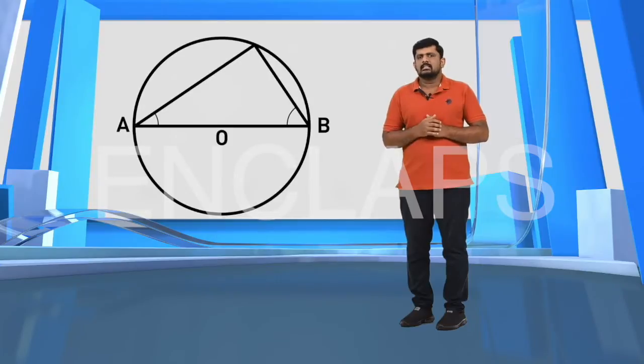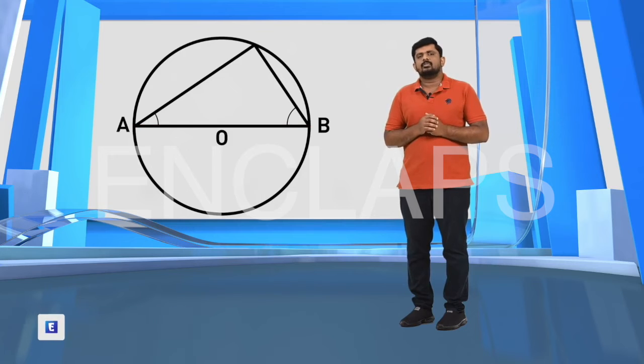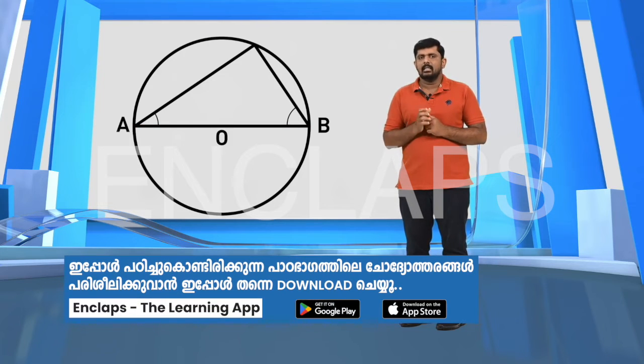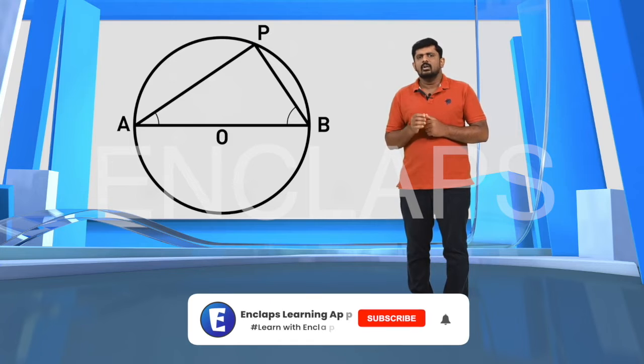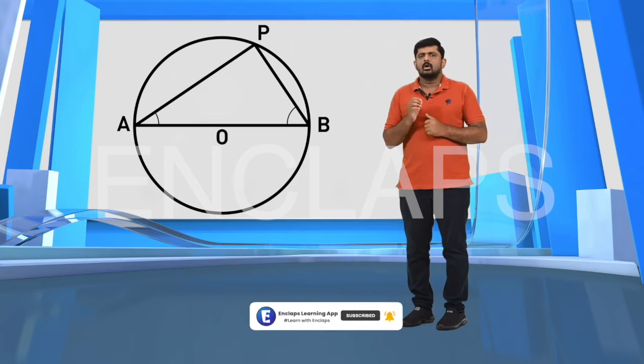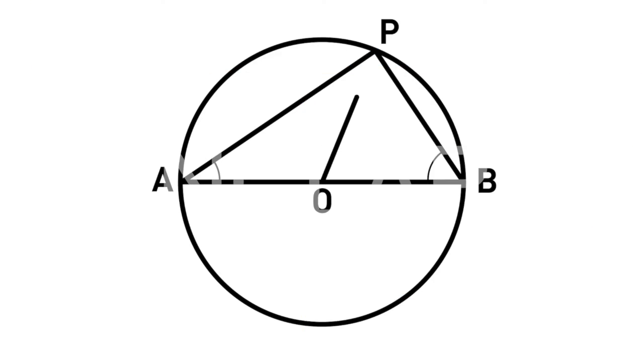Now, let us consider a circle with center O. The diameter of the circle is AB. The endpoints of the diameter, that is A and B, make an angle P with a random point on the circle, which is shown here. We already saw this angle is a right angle. Now, let us mathematically prove that this angle is a right angle. To prove that, join the points O and P.